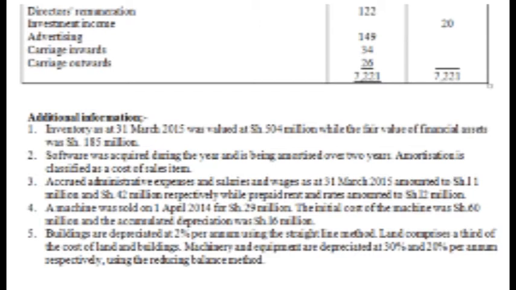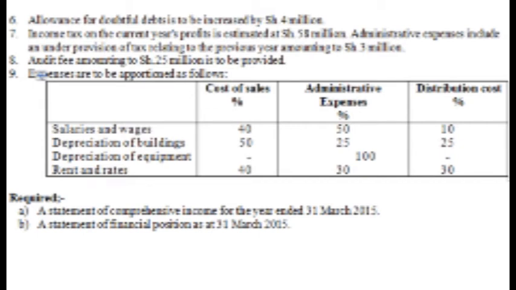5. Buildings are depreciated at 2% per annum using the straight line method. Land comprises a third of the cost of land and buildings. Machinery and equipment are depreciated at 30% and 20% per annum respectively, using the reducing balance method. 6. Allowance for doubtful debts is to be increased by 4 million. 7. Income tax on the current year's profits is estimated at 58 million. Administrative expenses include under provision of tax relating to previous years amounting to 3 million. 8. Audit fee amounting to 25 million is to be provided.